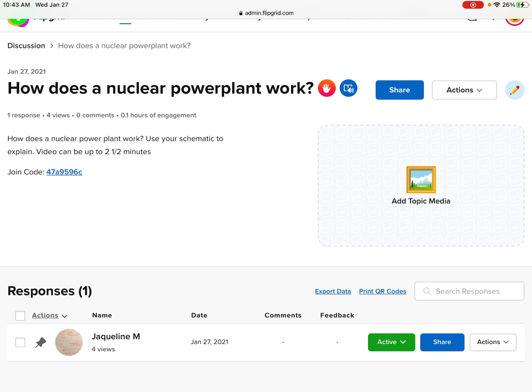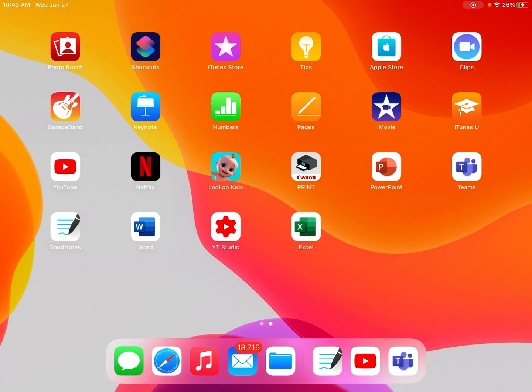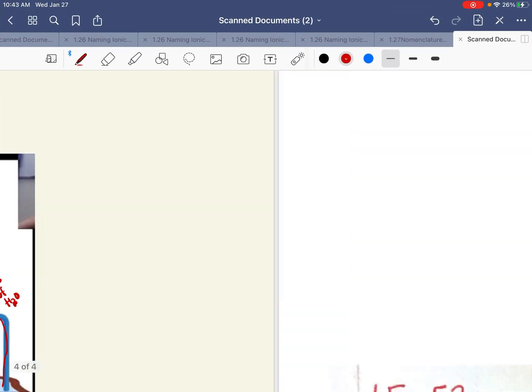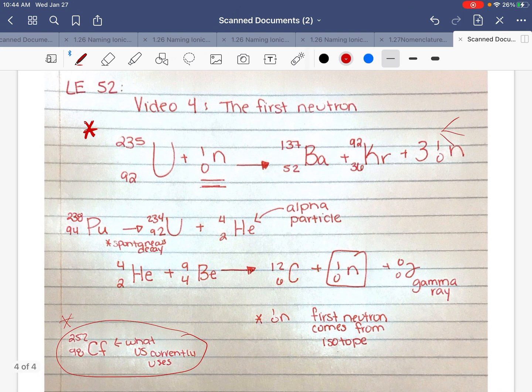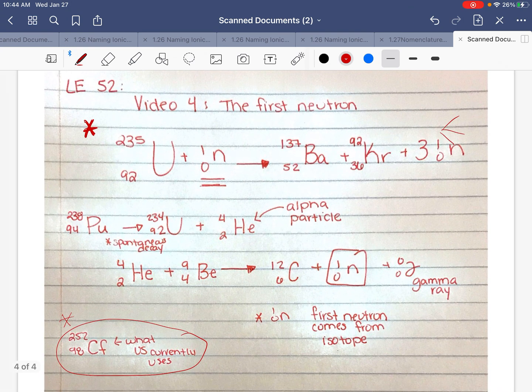But that's about it. The last video was about where you get your neutron. Your neutron, guys, is... I can show you the notes. I took notes on it for you, and they'll be uploaded. But the neutron, you just get it from a spontaneous decay. It doesn't come out of thin air. You use spontaneous decay. The one that we use in the US is Californium, and that is the biggest thing. It comes from an isotope, spontaneous decay.